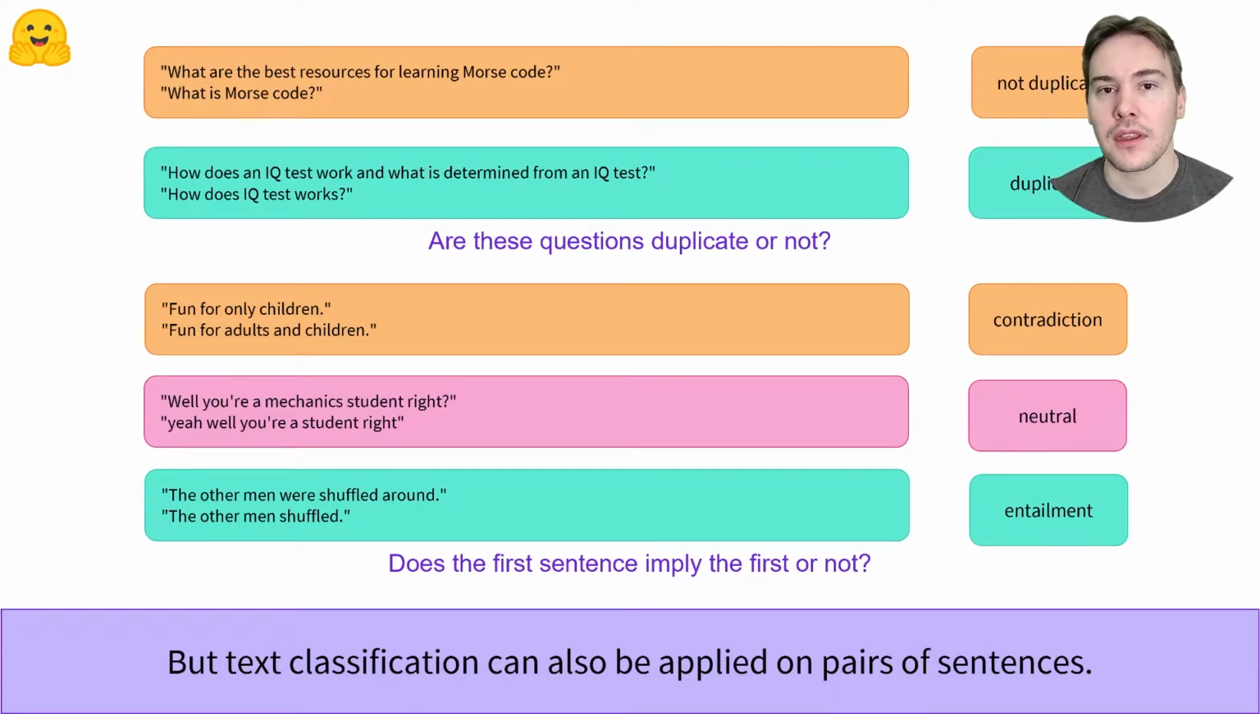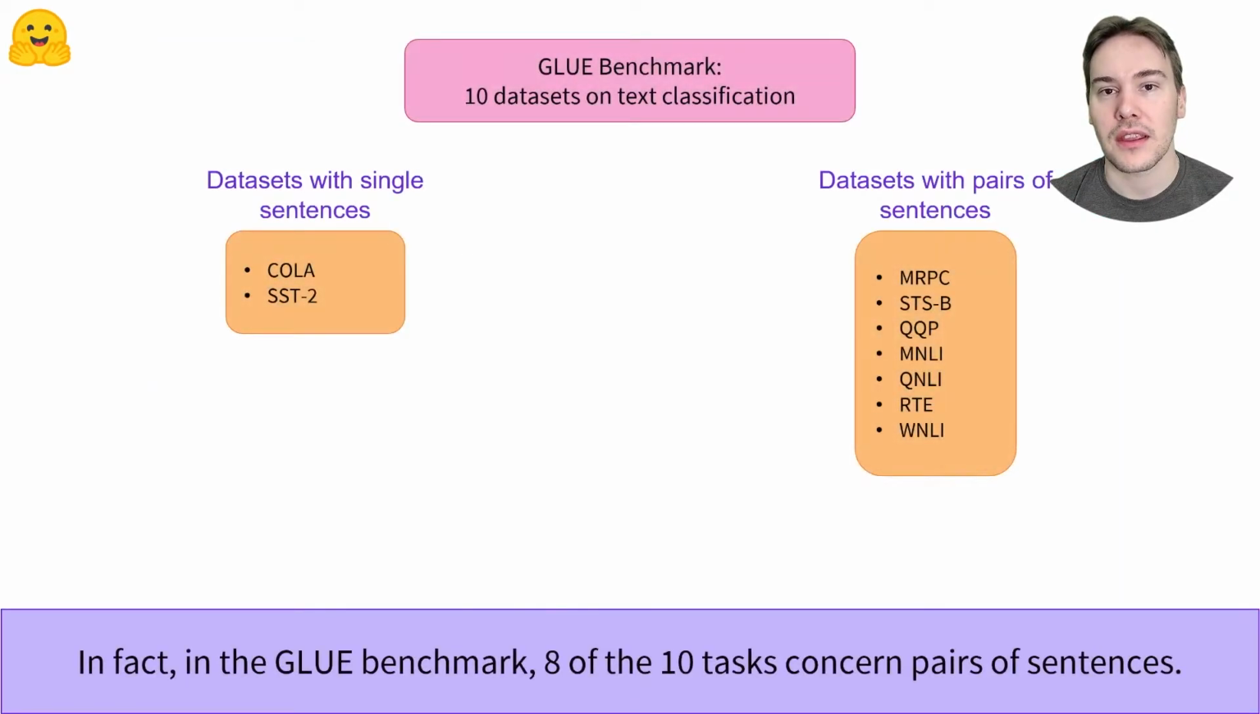In this example taken from the MultiNLI dataset, we have a pair of sentences for each possible label: contradiction, neutral, or entailment, which is a fancy way of saying the first sentence implies the second. So classifying pairs of sentences is a problem worth studying. In fact, in the GLUE benchmark, which is an academic benchmark for text classification, 8 of the 10 datasets are focused on tasks using pairs of sentences.